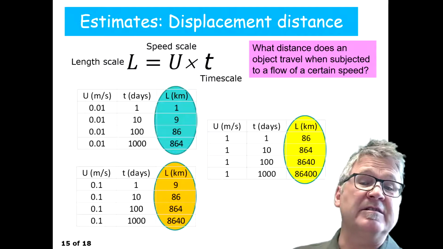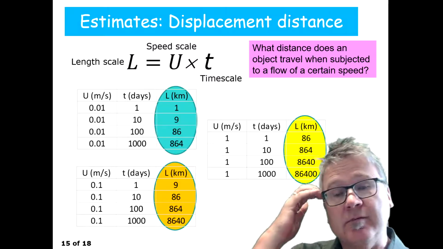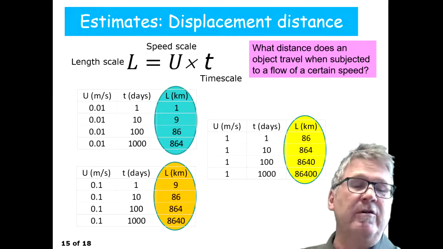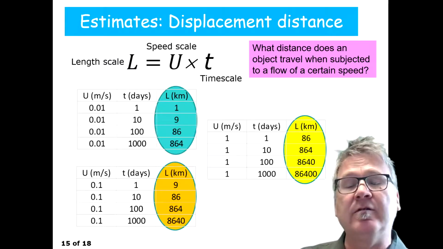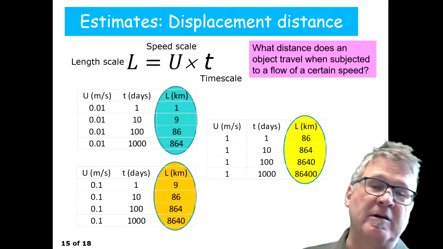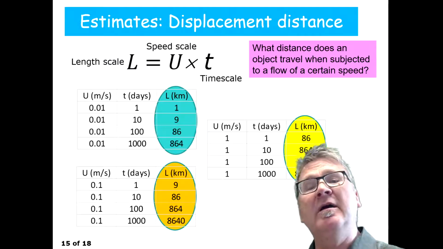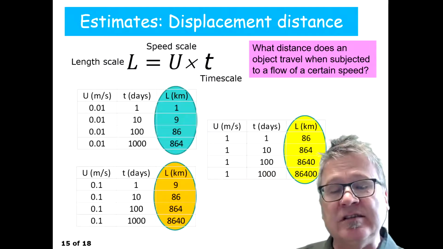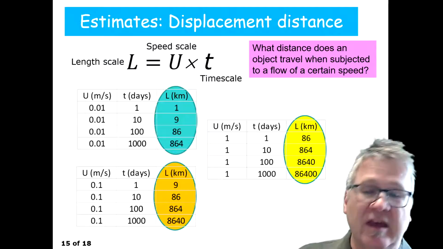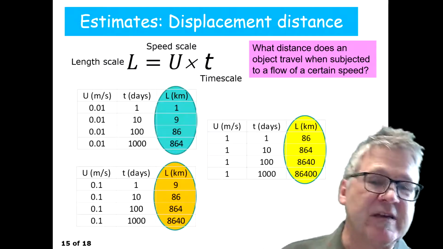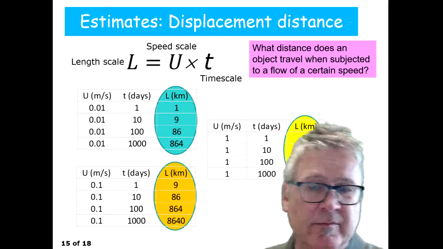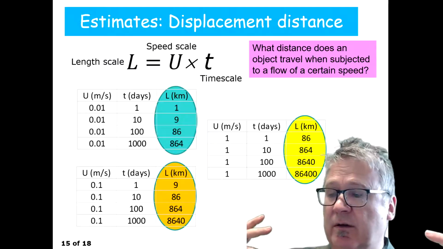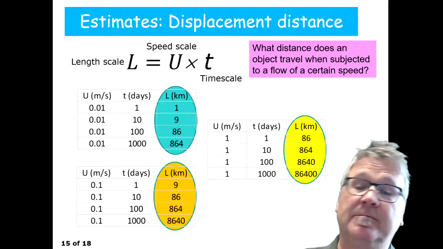Okay. Length scale is speed scale times time scale. So if you work with a formula like this, it's very important that you use the same units. If the speed is expressed in meters per second, then the time has to be expressed in seconds. And then whatever your result is, you can convert it into kilometers, and you can also convert the time scale that you used into days. Okay, and this is what I've done. Here are some examples, 3 examples for different speeds.